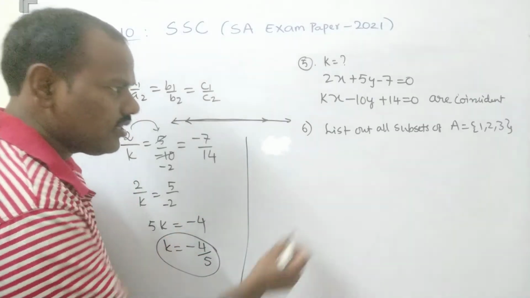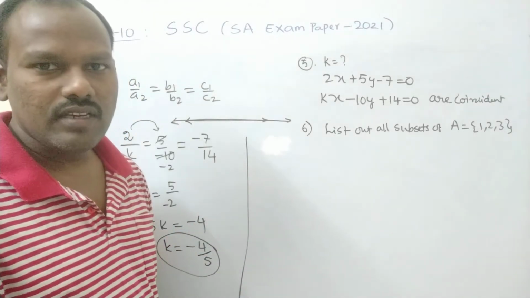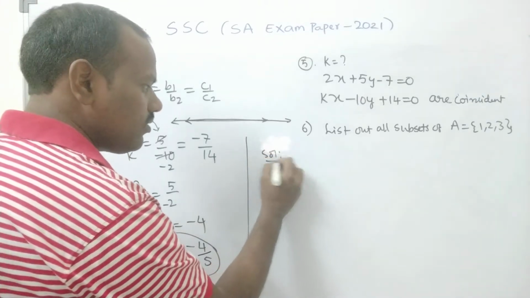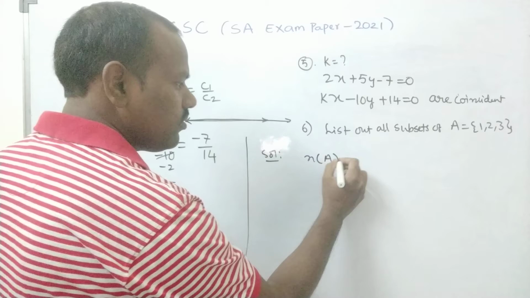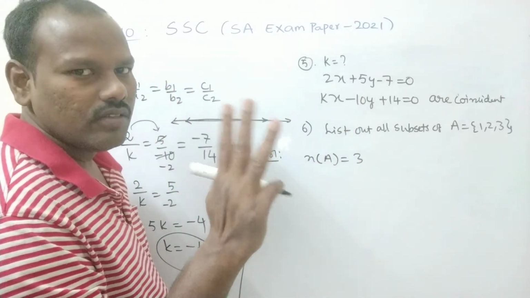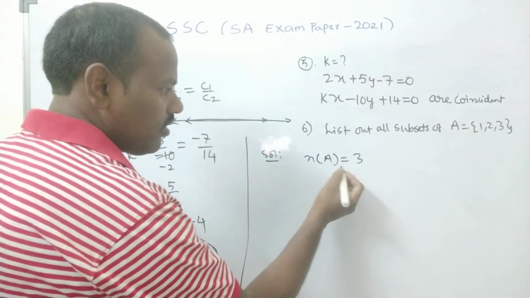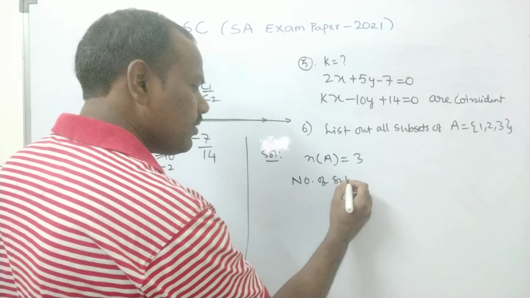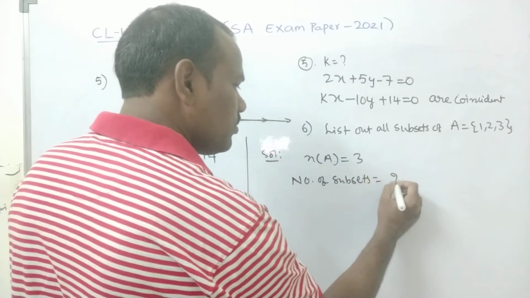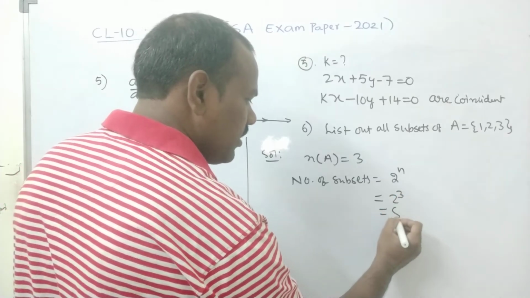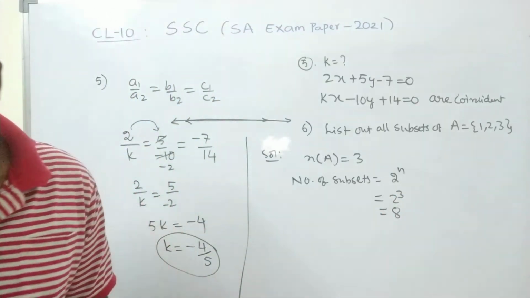Next thing, list out all the subsets of a given set. A is a finite set {1, 2, 3}. We have to first find the cardinal number. n(A) equal to 3, as 3 elements are there: 1, 2, 3. Okay, make a note. Number of subsets we can write using the formula 2 to the power of n. So that is equal to 2 cube, which is equal to 8. So 8 subsets are possible.